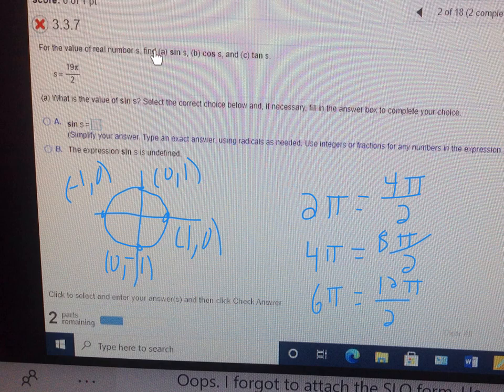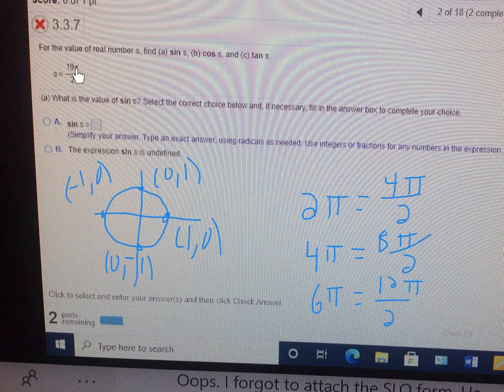Find the values of sine of s, cosine of s, tangent of s. What is the value of x? Okay, so you want to find this. I guess this chapter is about the unit circle. So I've just drawn a circle. You have 0, 1, -1, 0, etc.